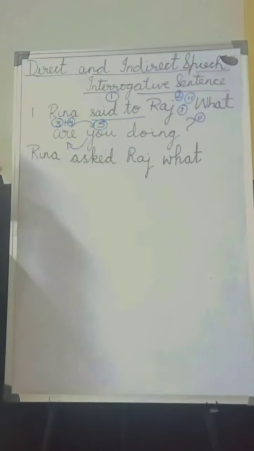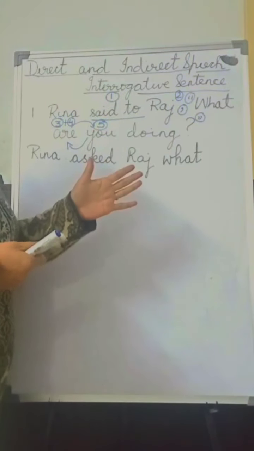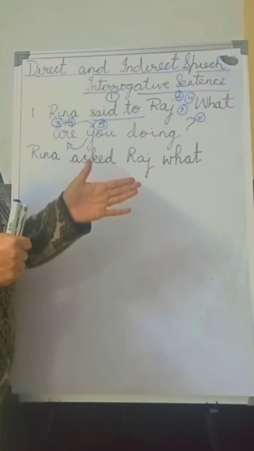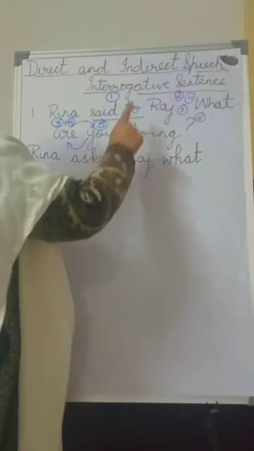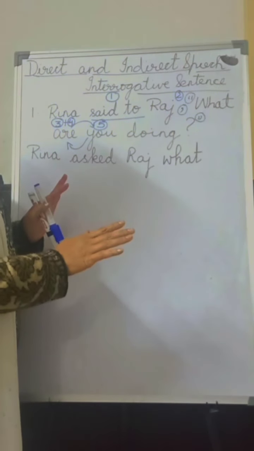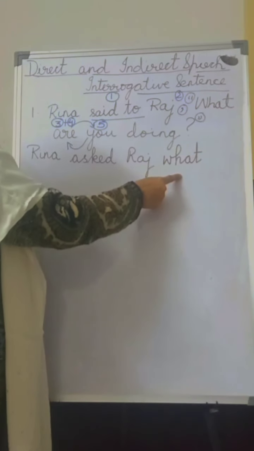Alright? So don't be confused. If you are going to practice it, it is very easy. Again, I'll repeat it for you. What you have to do: first step is simple, change said to into asked. Second step, remove comma and inverted commas. Till here it's easy. Now we will just copy the question word here.